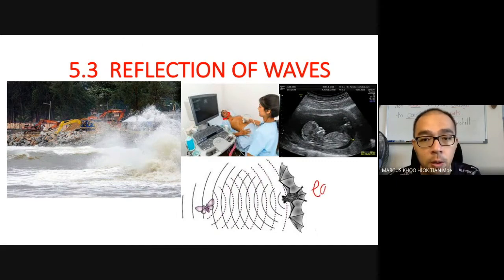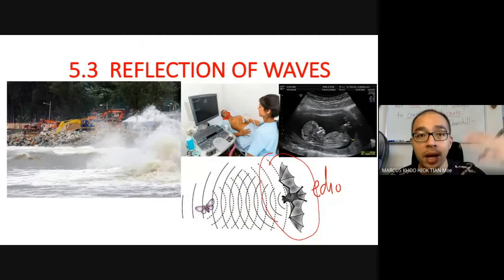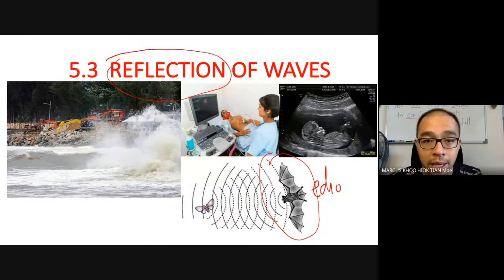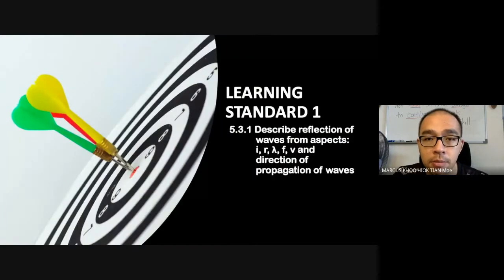Things like echo, or sound sensing like bats. Bats are naturally blind, but you wonder how they are able to fly around without banging themselves into the walls. It's because they apply the phenomenon of the reflection of waves to navigate around objects. So this is the first phenomenon we're going to talk about. Get used to the word phenomena. All right, so let's talk about the reflection of waves.